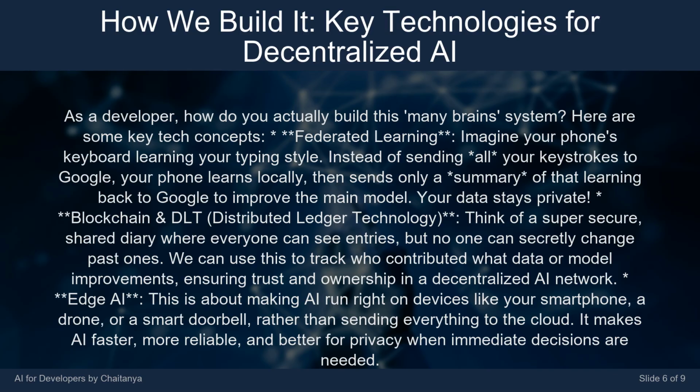Edge AI. This is about making AI run right on devices like your smartphone, a drone, or a smart doorbell, rather than sending everything to the cloud. It makes AI faster, more reliable, and better for privacy when immediate decisions are needed.